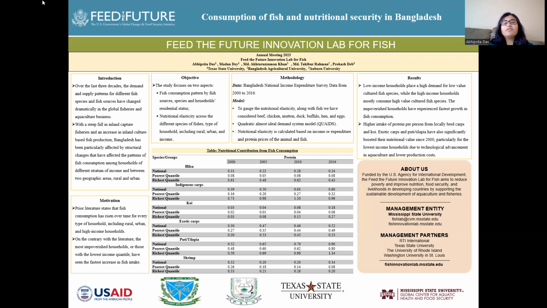The objective of this research has two parts. First is to study the pattern of fish consumption by different sources, like capture and culture fishes, across the different species, and also the residential status of the households. The second part is to calculate the nutritional elasticity across the different species of fishes according to the type of the household and also the residential status of the household.